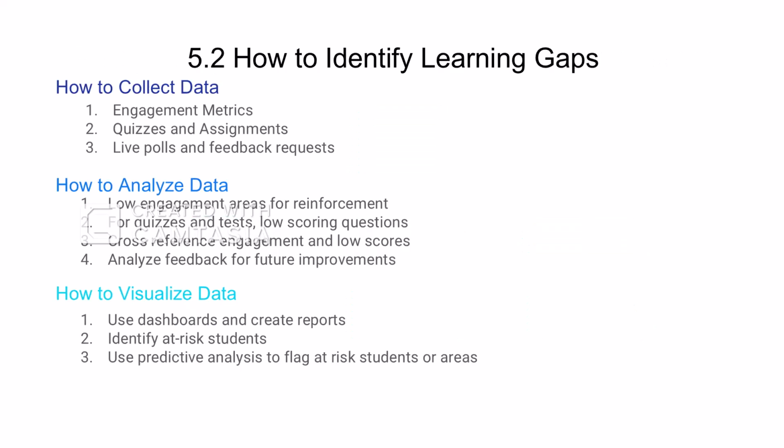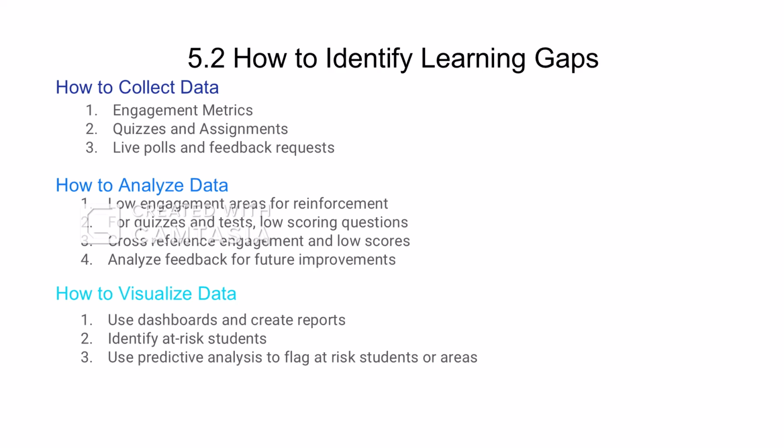So how to collect data? Look at engagement metrics, look at quizzes and assignments. You can also create live polls asking for student or parent feedback. Then analyze data. How to do this? Low engagement areas are for reinforcement. For quizzes and tests, look at low-scoring questions. Those are also areas for reinforcement. Cross-reference engagement and low scores. So if you're seeing low engagement in some areas, you are probably also going to see low scores in those areas, and those are the areas to focus on and improve. And then analyze feedback for future improvements.